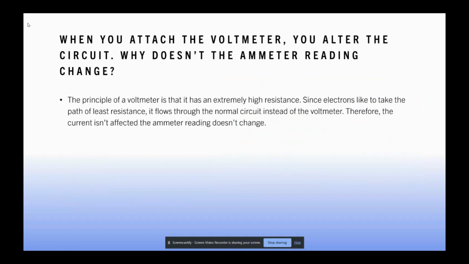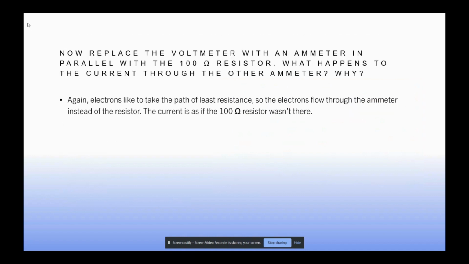The principle of a voltmeter is that it has an extremely high resistance, and since electrons like to take the path of least resistance, it flows through the normal circuit instead of the voltmeter. Therefore, the current isn't affected, and the ammeter reading does not change. Again, electrons like to take the path of least resistance, so the electrons flow through the ammeter instead of the resistor. The current is as if the 100 ohm resistor wasn't there.